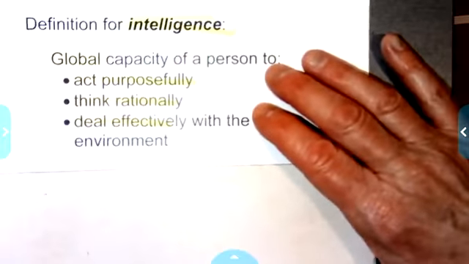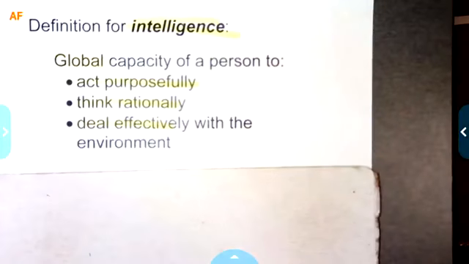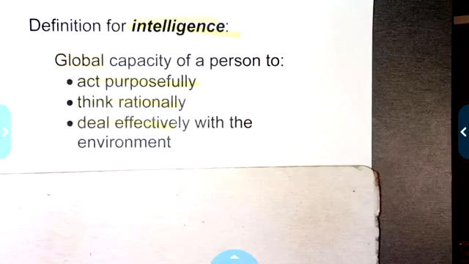Definition for intelligence. It is the global capacity of a person to act purposefully, think rationally, and deal effectively with the environment. I like that definition because it's broad. You can see where it applies to human beings and our gut feeling of what intelligence is all about when it comes to human beings.